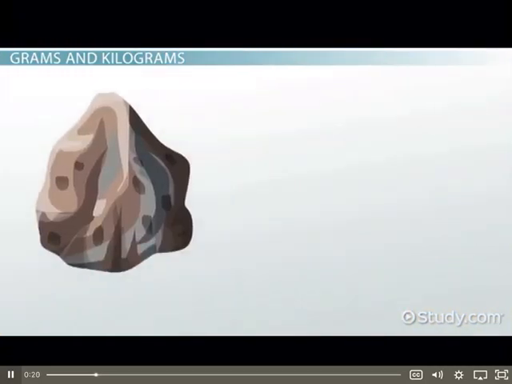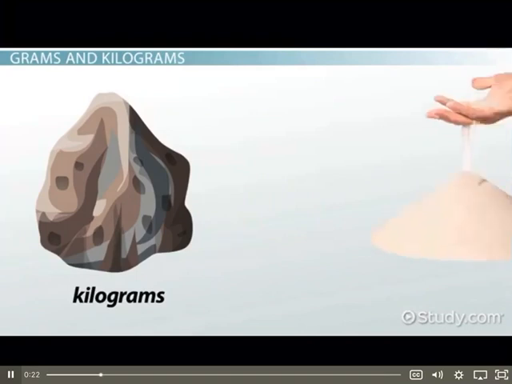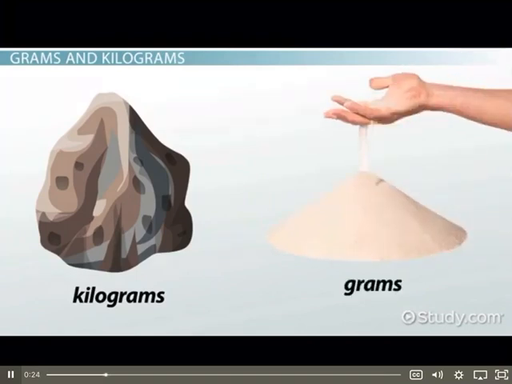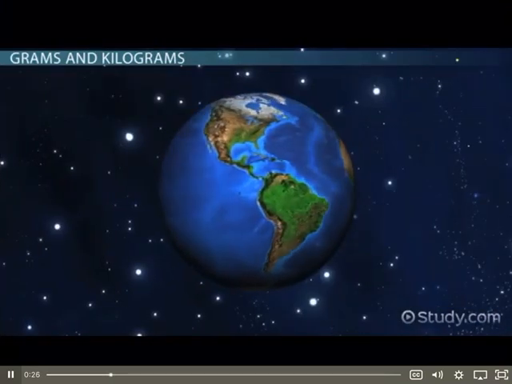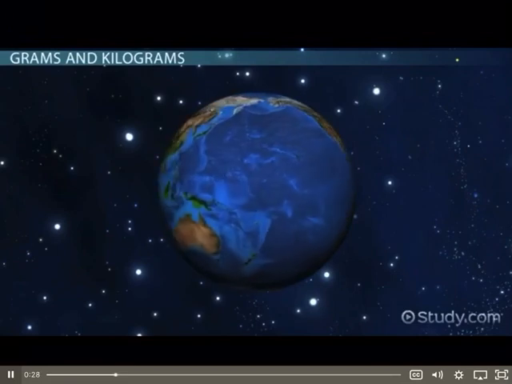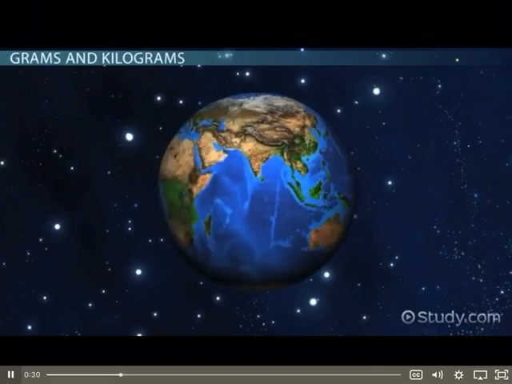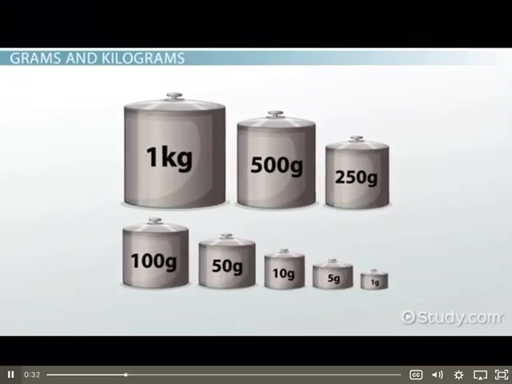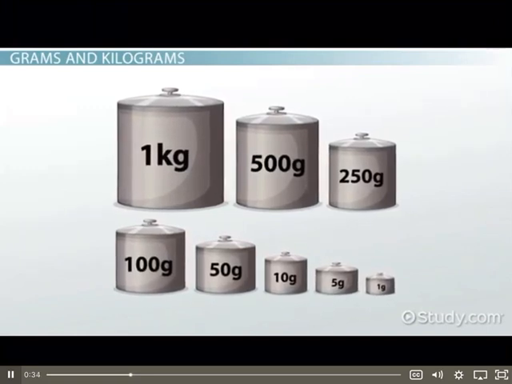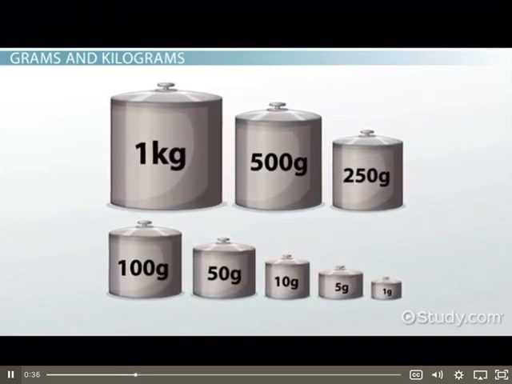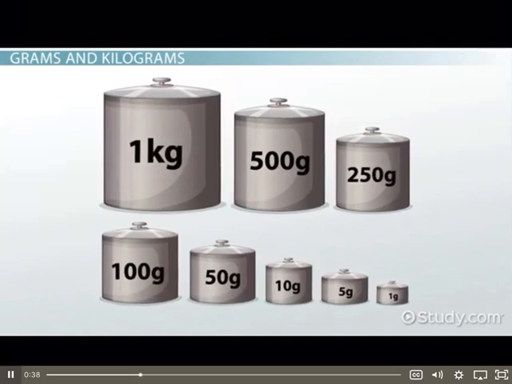We could measure that heavy rock in kilograms, and that much lighter handful of sand in grams. While the United States and a few other locations measure mass in pounds and ounces, most of the world uses the metric system. Grams and kilograms are used to measure mass in the metric system. Let's learn more about these two units of mass measurement.